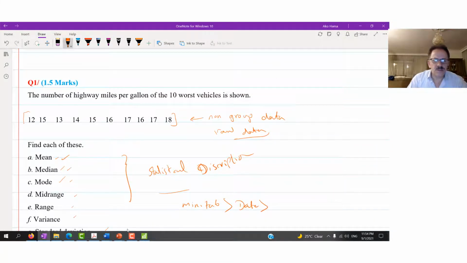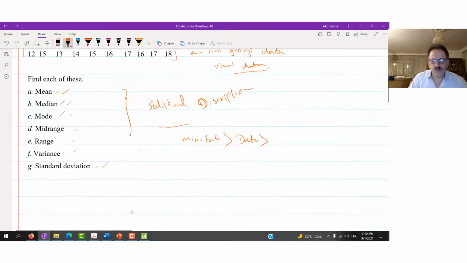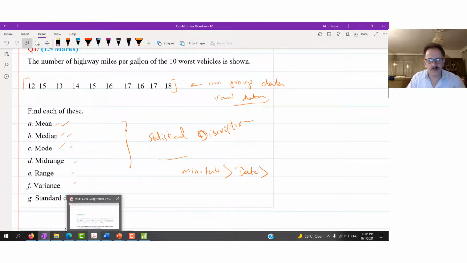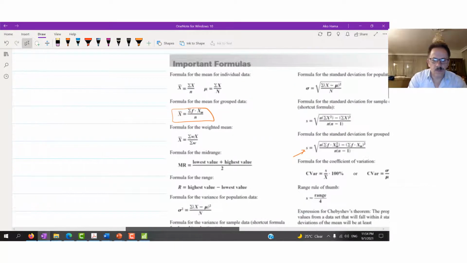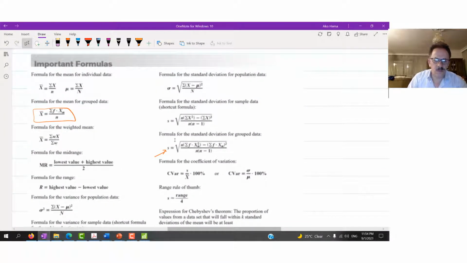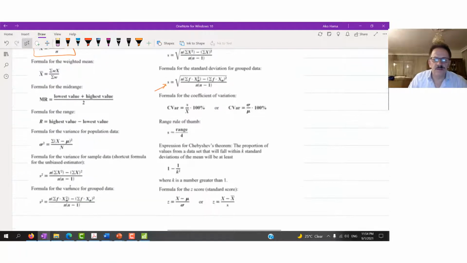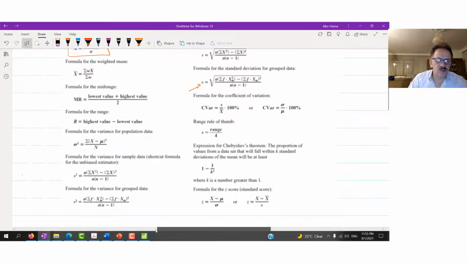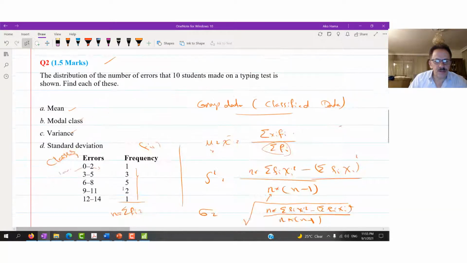And this is what we have in the equation. Here's the equation, you can check that one. Here's the standard deviation, xi and fi and xi squared, and this will be the variance. So what should we do? We should apply this one.